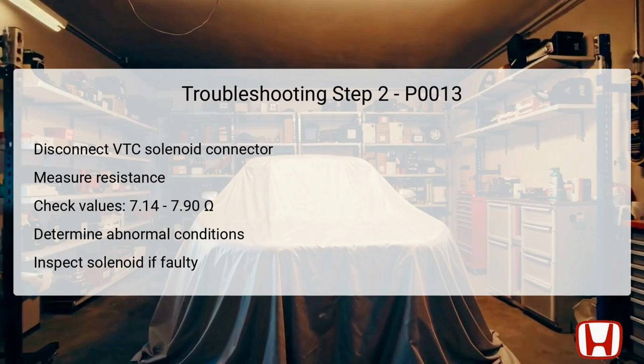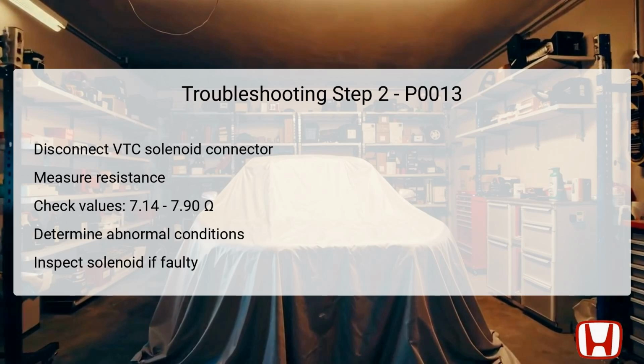In this step, it is essential to disconnect the VTC oil control solenoid valve B connector to begin measuring its electrical resistance, which can provide insight into the solenoid's functionality. By measuring the resistance across the solenoid's terminals while it's in a disconnected state, you are looking for a specific value to determine if it is performing within acceptable limits.